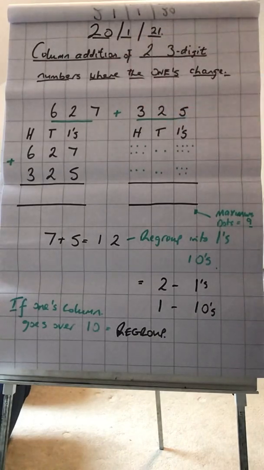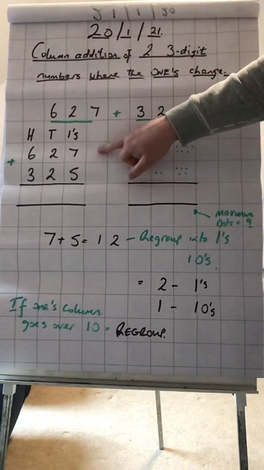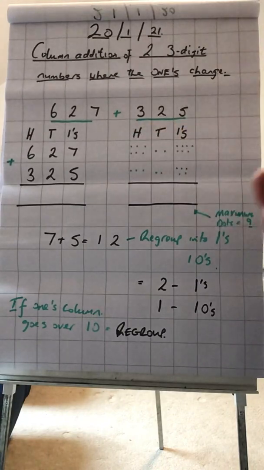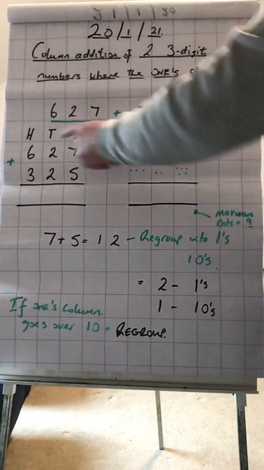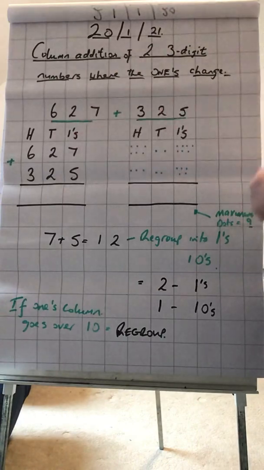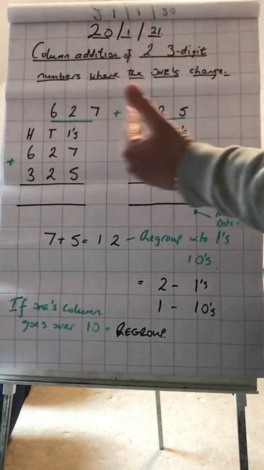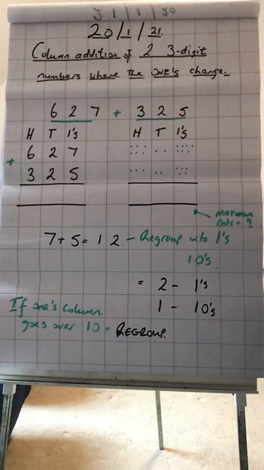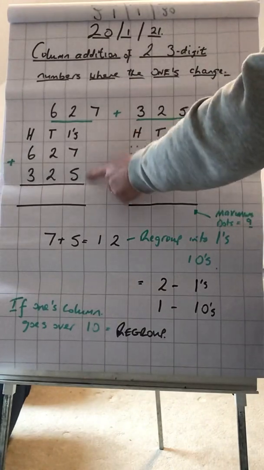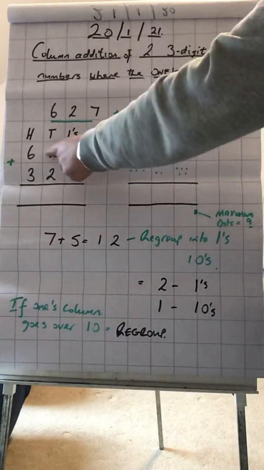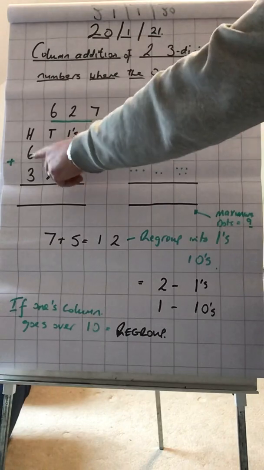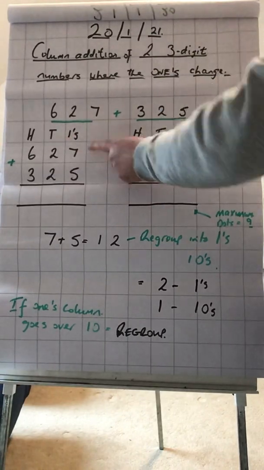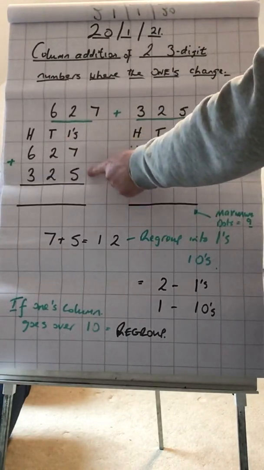We are looking at column addition, so I need to turn this sum, which is written horizontally, into a column addition. I want you to do it two ways. I don't mind if you use the hundreds, tens and ones columns in order to get the numbers in the correct place. So write it out as a column addition sum: 627 is written exactly as it is, 325 is written exactly as it is.